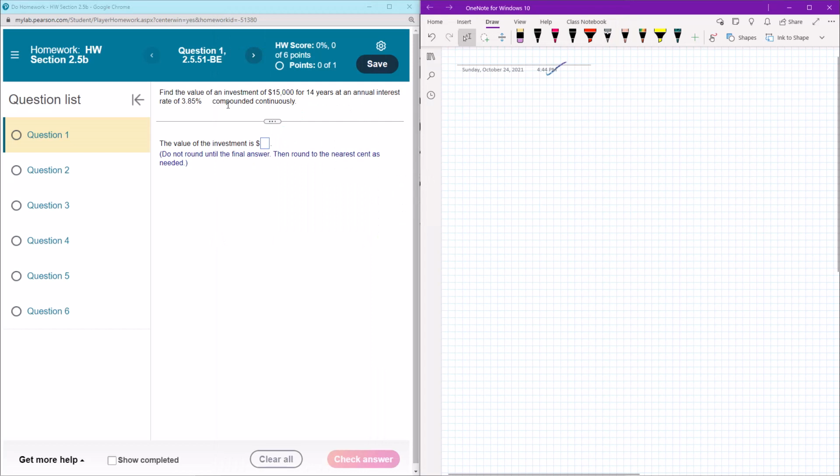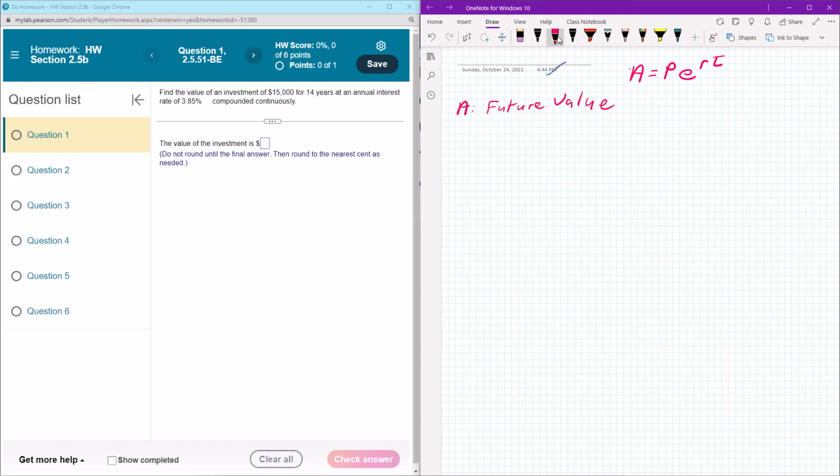Okay, question 1. We have to find the value of an investment of $15,000 for 14 years at an annual interest rate of 3.85% compounded continuously. So for this particular problem, we are dealing with what we call a continuous compound interest problem. And the formula for that is going to be A is equal to P times e to the RT, where A is the future value.